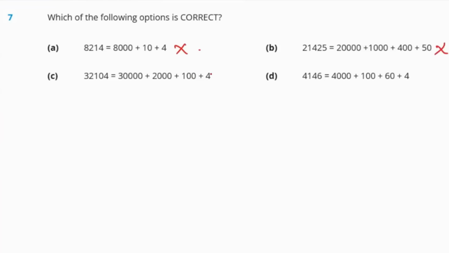That is also wrong. Next, 32104. 30,000 plus 2,000 plus 100. Tens place is not given. Yes, this is the correct answer. And the last one, 4146. The expanded form of 4146 is 4,000 plus 100 plus 40 plus 6. This is also wrong. So the correct option is only option C. This is the correct expanded form.